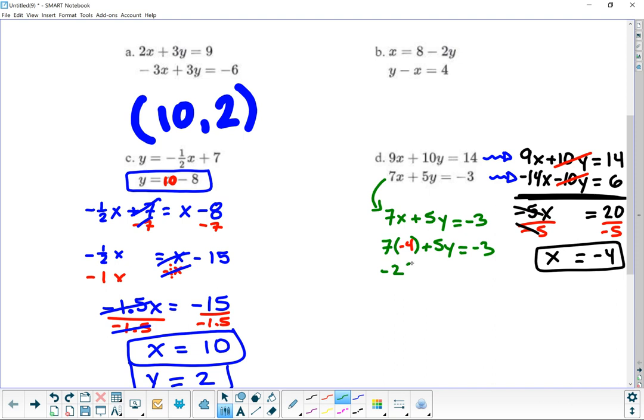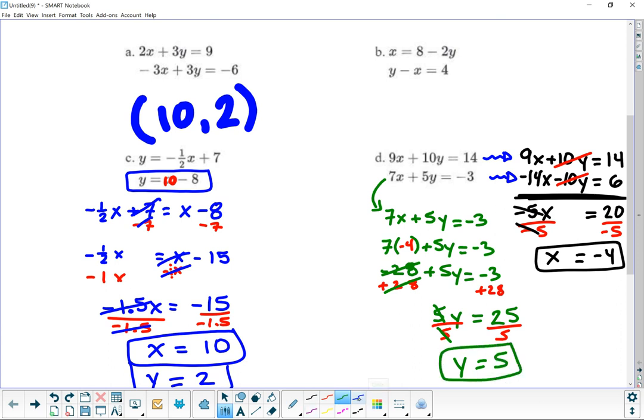7 times negative 4 is negative 28. Plus 5y equals negative 3. Get rid of the 28 by adding 28. Okay, that's going to allow you to cancel. You will have 5y equals negative 3 and positive 28 makes positive 25. Divided by 5, and you will have your answer. y equals 5. That's your second part of the answer. So your solution: x equals negative 4, y equals 5.